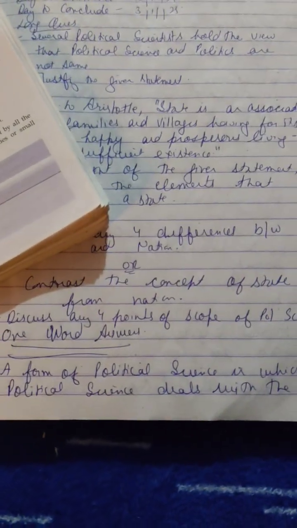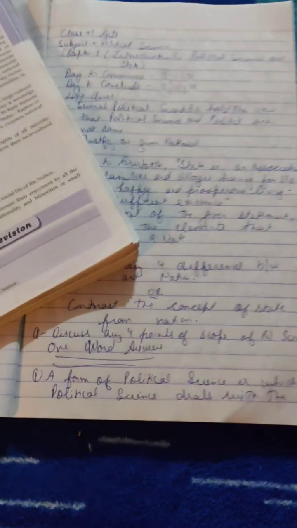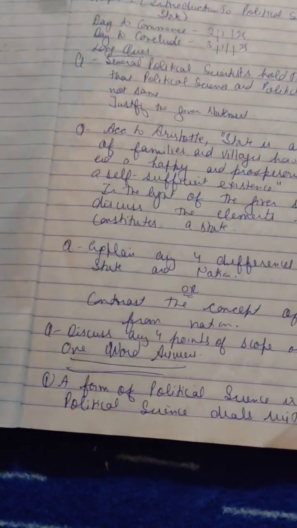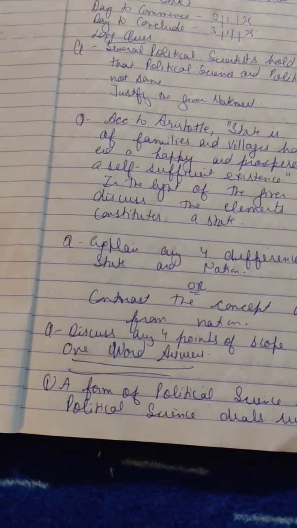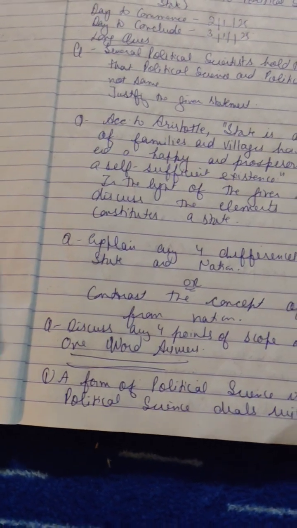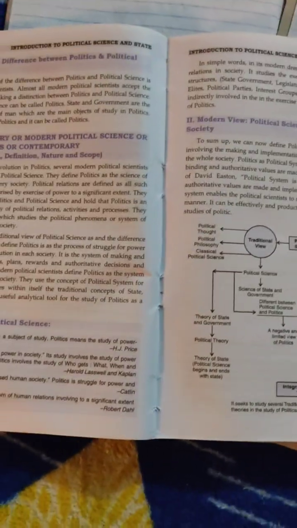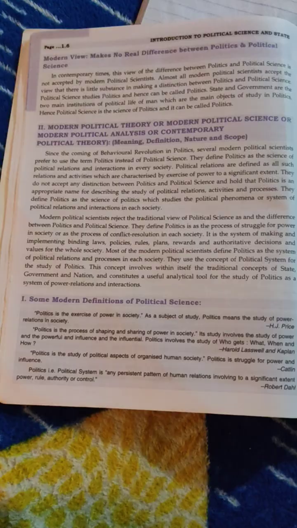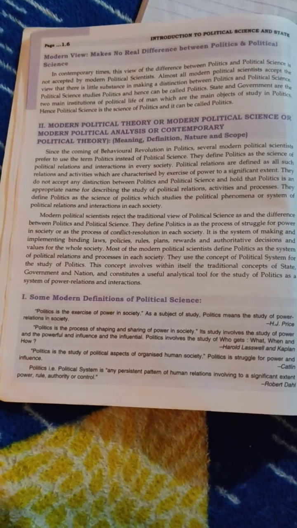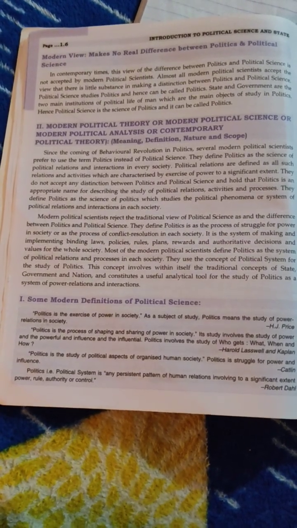ओके, सो नेक्स्ट क्वेश्चन इज डिस्कस एनी 4 पॉइंट्स ऑफ स्कोप ऑफ पोलिटिकल साइंस. सो हमने जो पोलिटिकल साइंस का स्कोप आता है उसे डिस्कस करना है. पोलिटिकल साइंस के स्कोप में क्या आएगा? सबसे पहले तो हम जब इसको आंसर अटेम्प्ट करेंगे, we will write definition of पोलिटिकल साइंस. ओके, सो डेफिनेशन ऑफ पोलिटिकल साइंस हम लिखेंगे पेज नंबर 1.6 से.